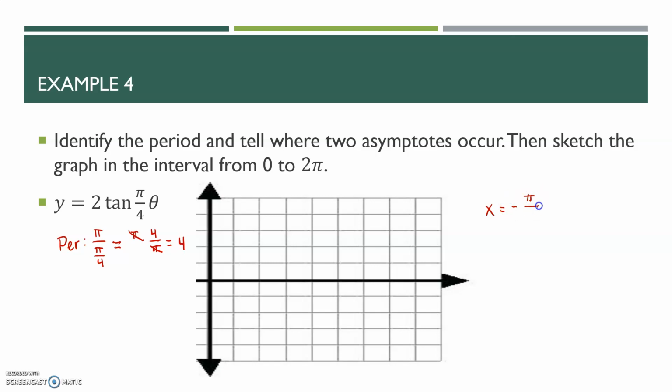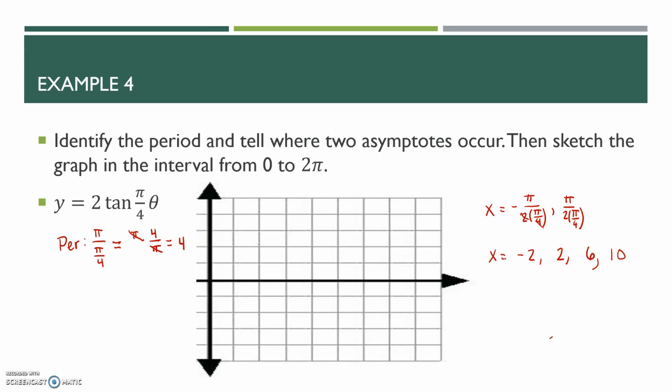I'm going to calculate my asymptotes. Negative pi over 2 times b, and then positive pi over 2 times b. Well, these would simplify to 2, so I'm going to get negative 2 and positive 2, and my next asymptote would occur at 6 because I just add 4. Remember, this is how much I add to get to the next one, so if I wanted to find the next asymptote, it would be at 10.